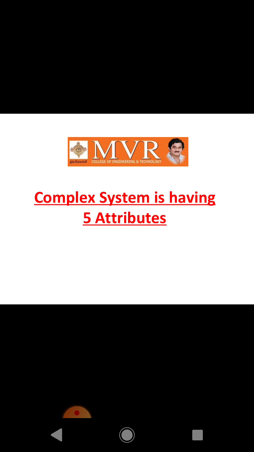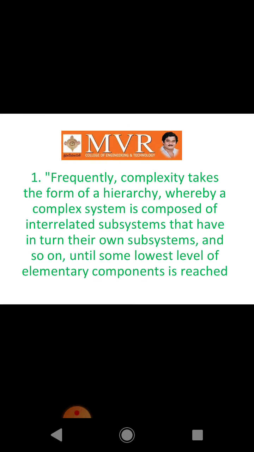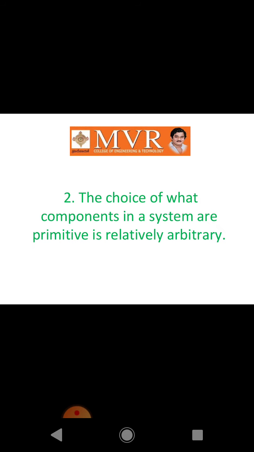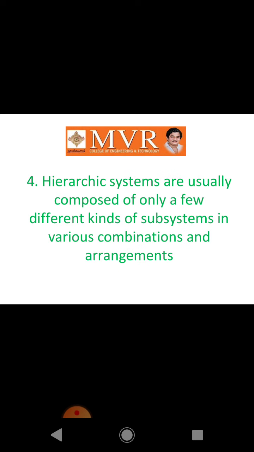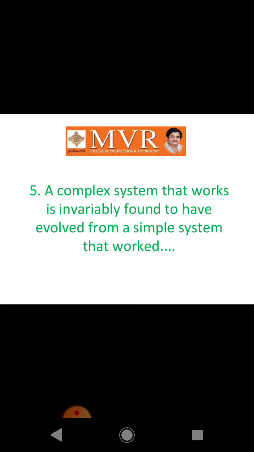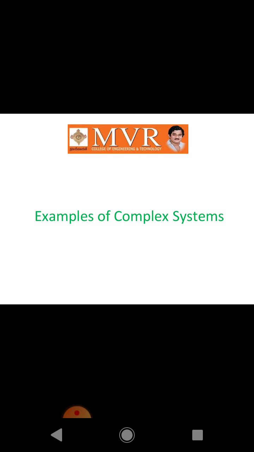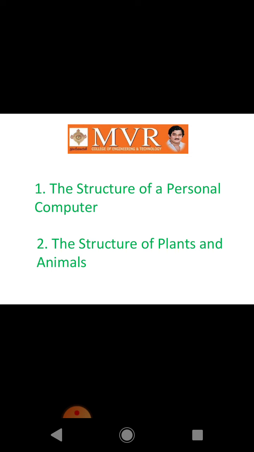System, complex system: first attribute, second attribute, third attribute, fourth attribute, and the fifth attribute. These 5 attributes can make a system a complex system. And following are the examples of a complex system. First example.